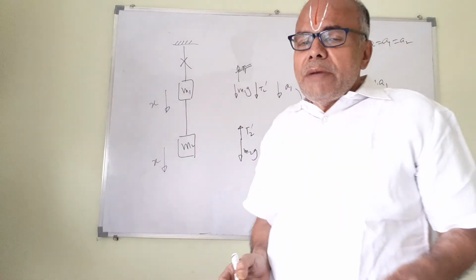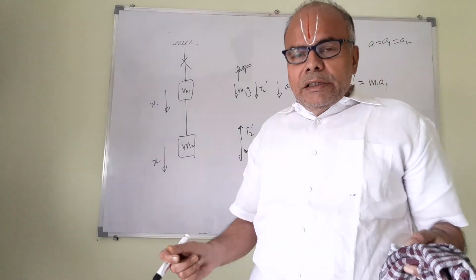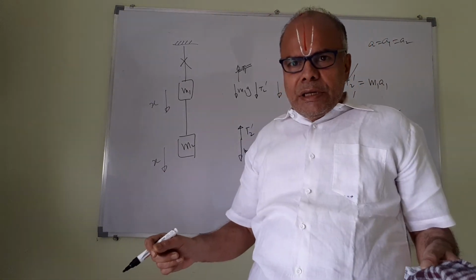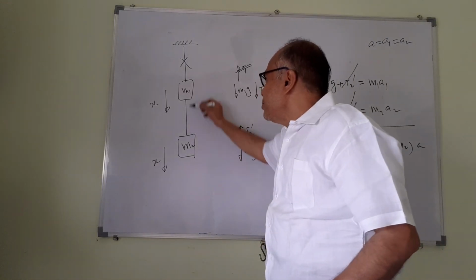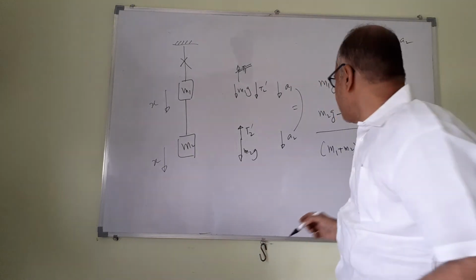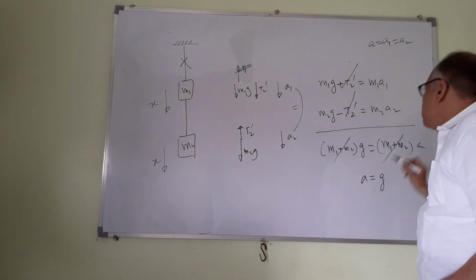We would not have been able to say that for a spring, because the spring gets elongated. The acceleration at the two ends of the spring need not be the same, but for a string it will be the same, because we are assuming that it is inextensible. So m1 plus m2 cancels and a is equal to g.